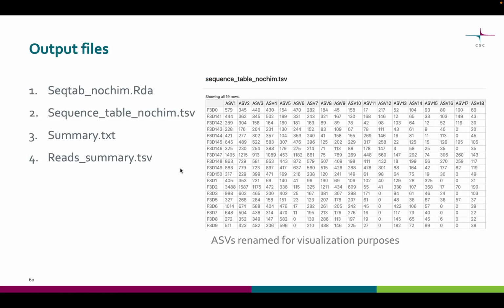As output, you will get those 4 files. The ASV table is saved as an RDA object. Then the sequence table no_chim is a visualization, which you can see here, of the ASV table after the chimeras are removed. Here the column names are renamed to make the visualization and table look a bit nicer, so it's renamed as ASV1, ASV2, ASV3 and so on. But no worries, the RDA object, so the first one, still contains the full DNA sequences.